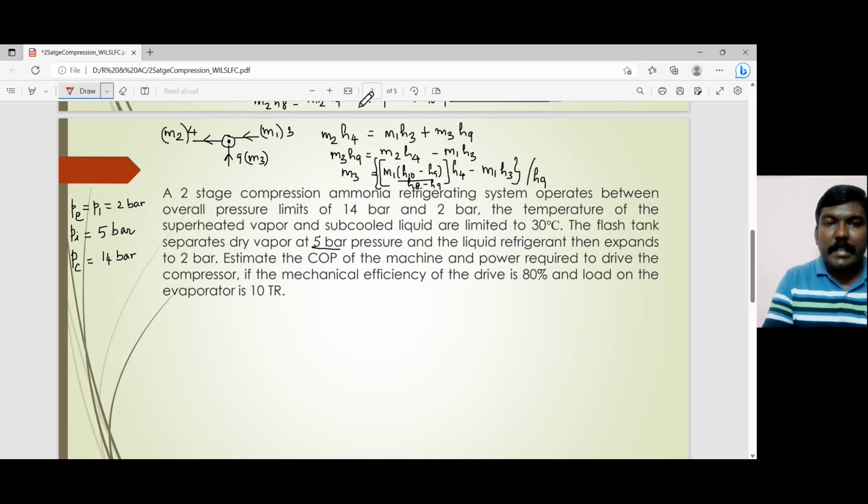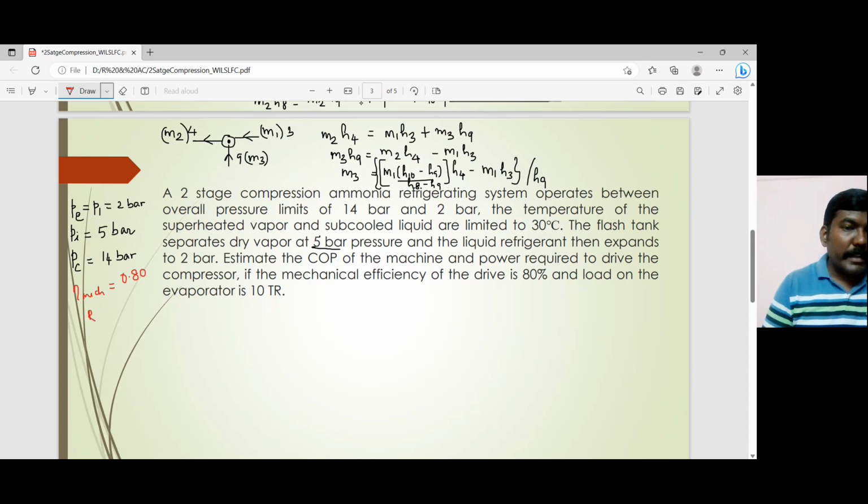The flash tank separates the dry vapor at 5 bar pressure, and the liquid refrigerant then expands to 2 bar. They want us to find out the COP of the machine, and the power required to drive the compressor. If the mechanical efficiency of the drive is 80%, that's okay, we can do it later on. So finally, we have to multiply it with 0.8.